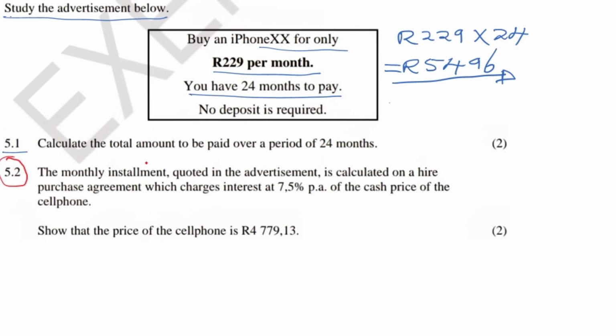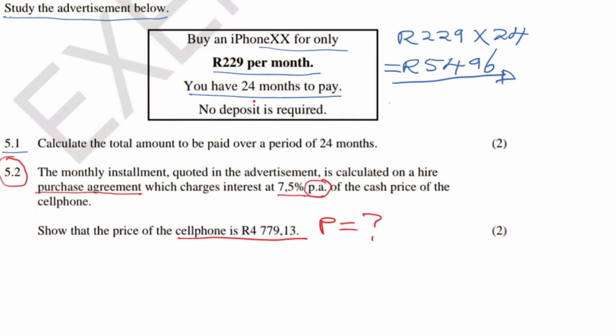Now 5.2, it says the monthly installment quoted in the advertisement is calculated on a hire purchase agreement, which charges interest at 7.5% per annum. Per annum means per year, all right? Of the cash price of the cell phone. Show that the price of the cell phone is 4,779.13 cents. So here we have to find the value of P.